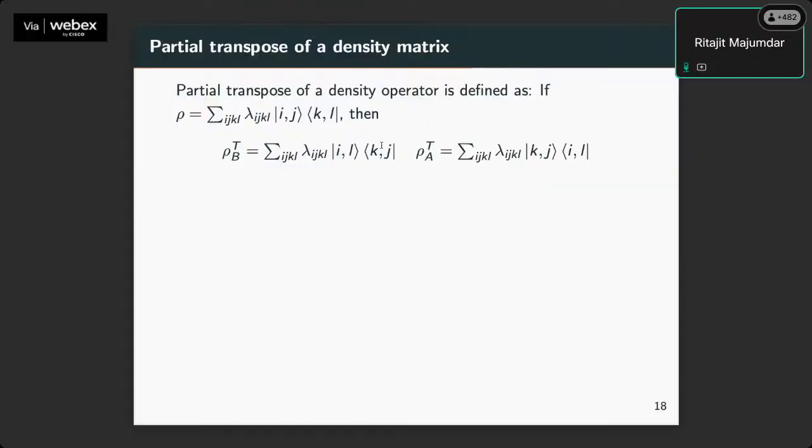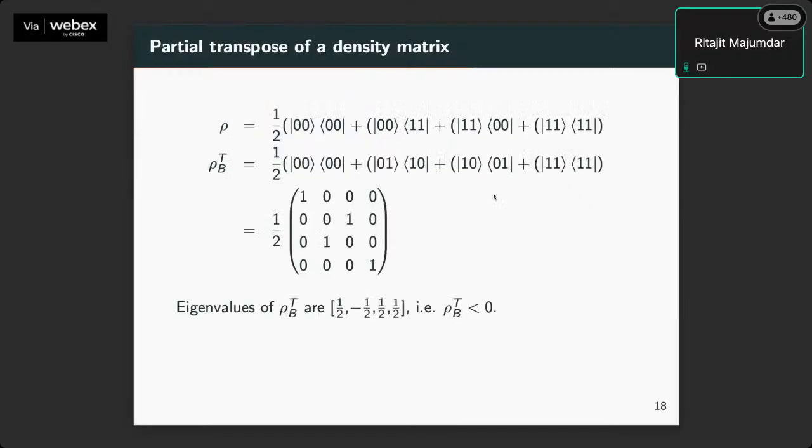But let's take something called a partial transpose. What we did in partial trace, we trace out some part of the system. Similarly, in partial transpose, I will transpose only the second qubit, only B. So you see I and K remain as they are, J and L are interchanged. And similarly, if you transpose A, then I and K are interchanged, J and L remain the same.